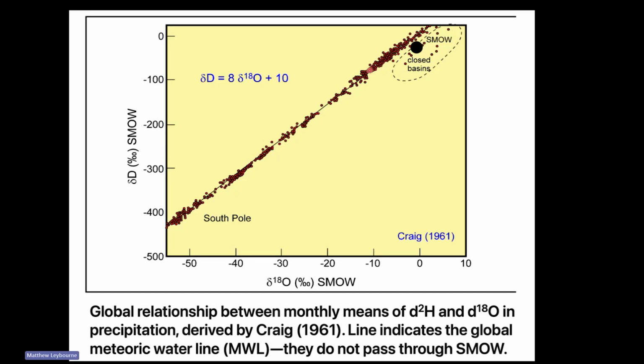So we call this the global meteoric waterline, and it has an equation of 8 times the oxygen plus 10 per mil gives us the hydrogen isotope value. And what you notice is, as we go from the equator to the South Pole, the values get more negative. So this is the latitude effect. As we get higher and higher latitudes, we get more and more negative values. Why? Because it's colder towards the poles. So temperature is a fundamental control on oxygen isotope fractionation.